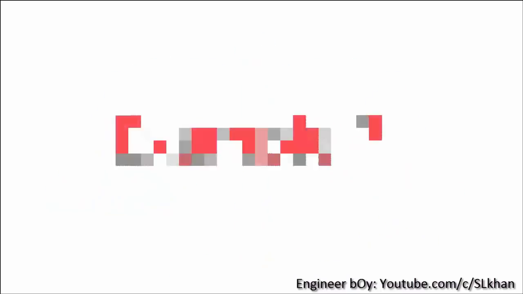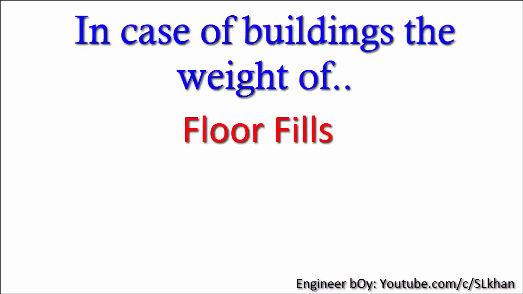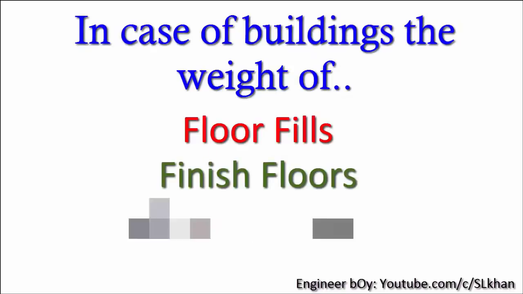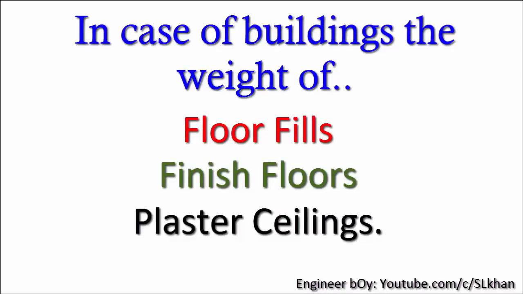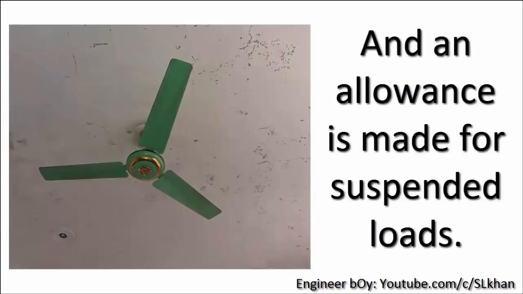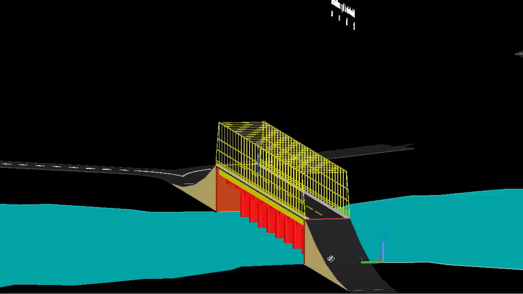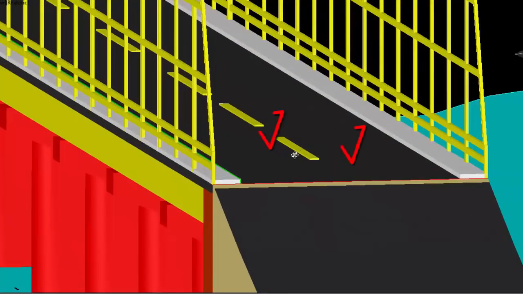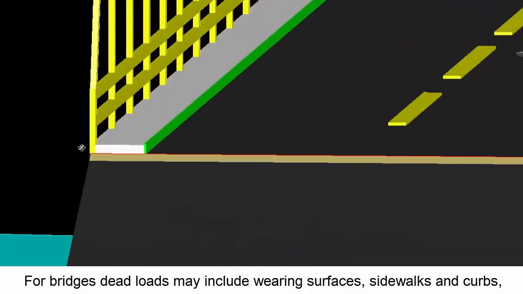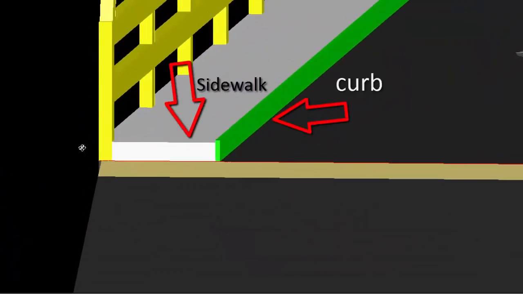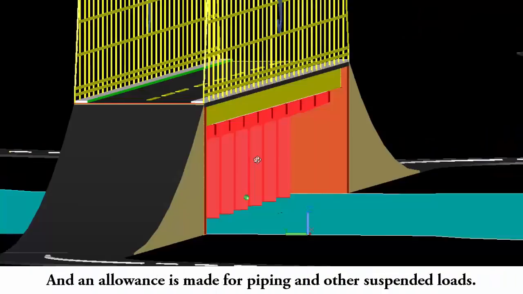And what is included in dead load? In the case of buildings, the weight of floor panels, finished floor, and plaster ceilings are usually taken as dead loads. And an allowance is made for suspended loads such as piping and lighting fixtures. For bridges, dead loads may include wearing surfaces, sidewalks, and curbs. An allowance is made for piping and other suspended loads.